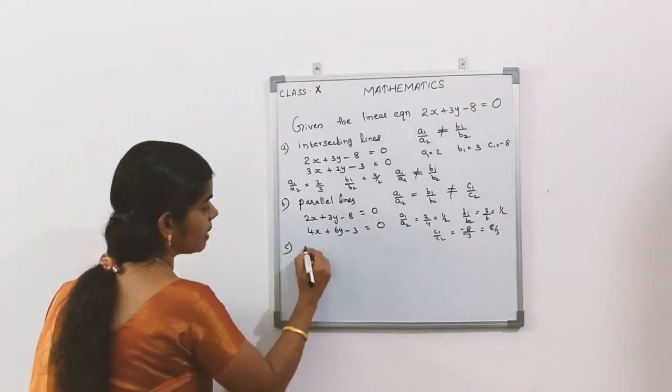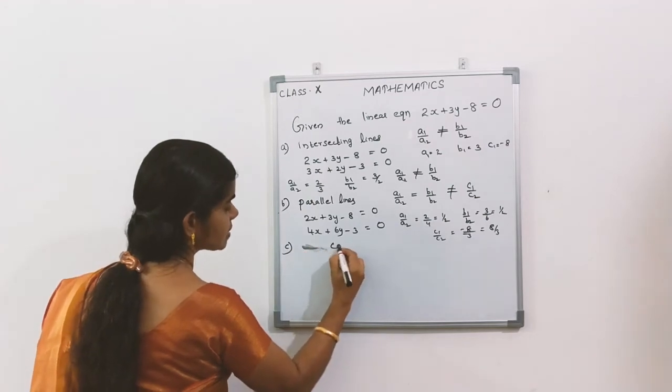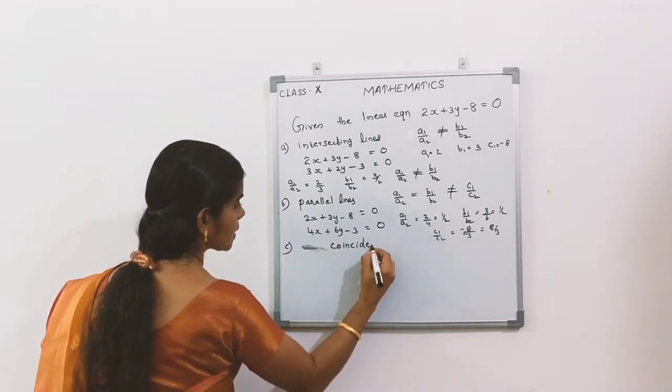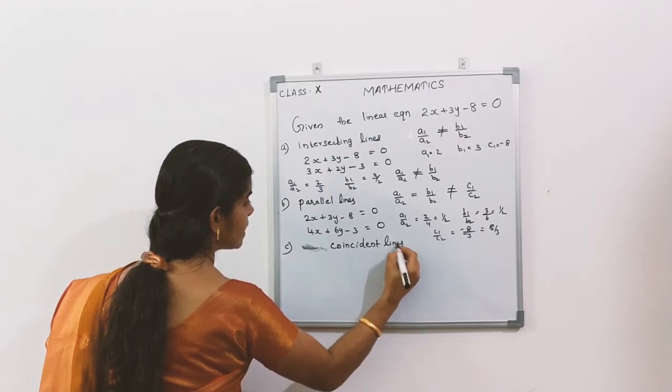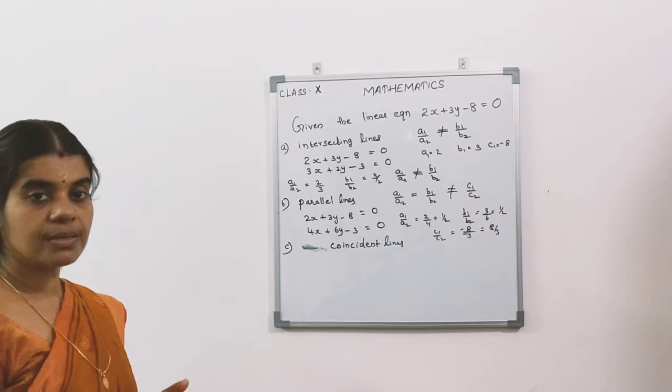Next case will be intersecting lines, not coincident. Next one is coincident line. What is the condition for coincident line? a1 by a2 equal to b1 by b2 equal to c1 by c2.